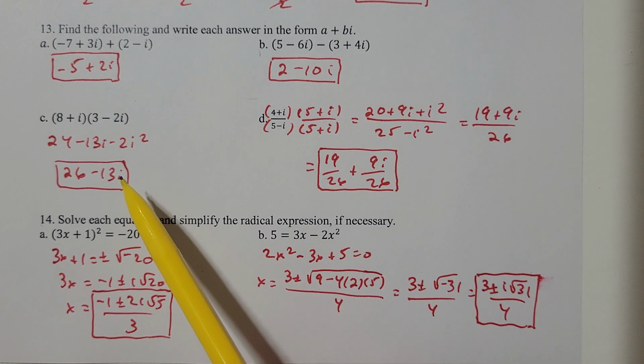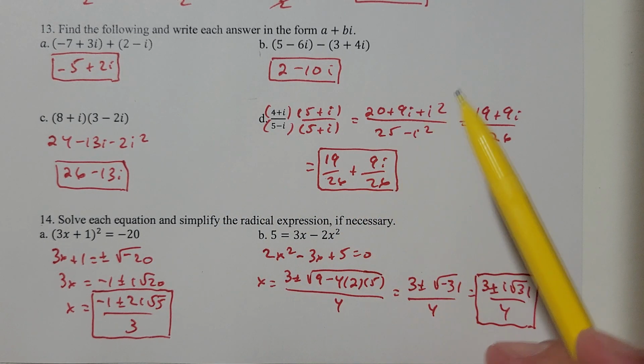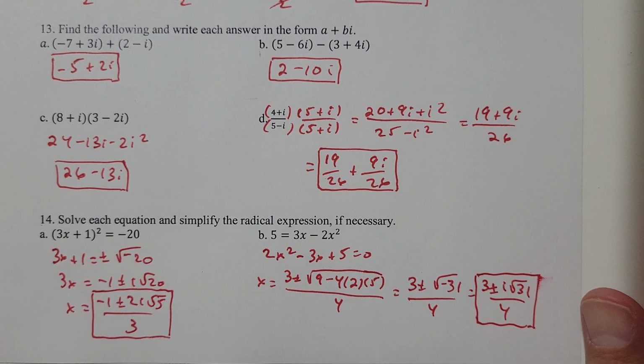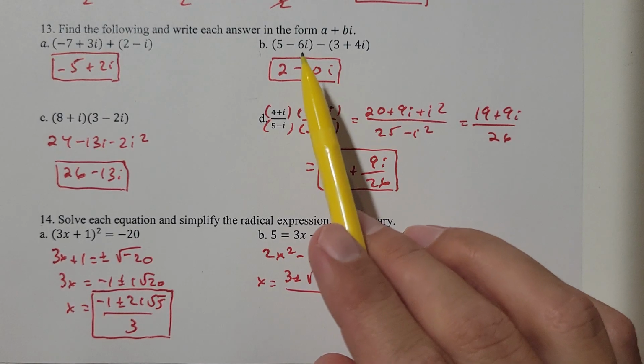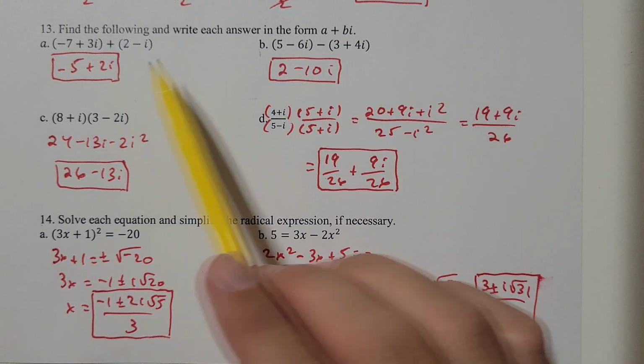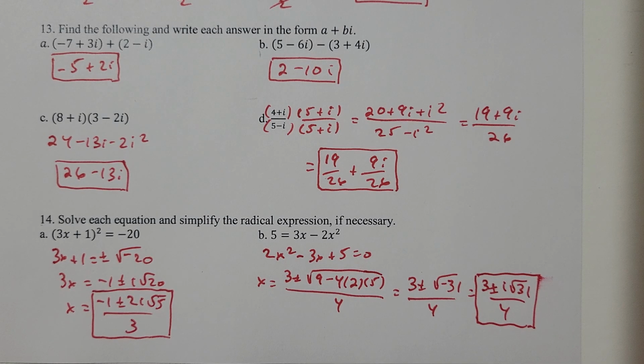Okay, b is going to be other numbers. So let's take a look at problem 13. We want to write the following and write each answer in the form a plus b times i. In part A, I'm adding two complex numbers together. Whenever I'm adding or subtracting complex numbers, it's really easy. All I do is combine the real number parts and combine the imaginary parts together.